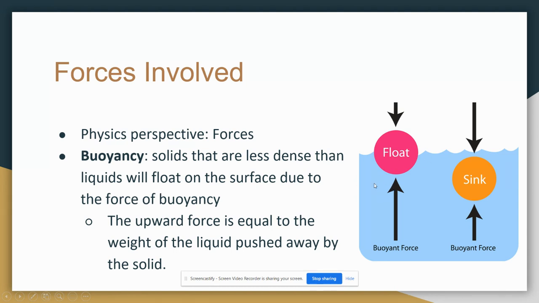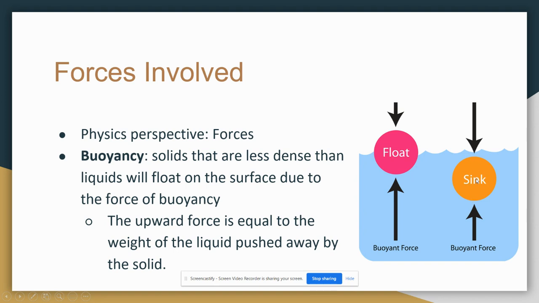So buoyancy is this upward force, and basically, if an object pushes a liquid out of the way, then the weight of that liquid wants to push back. So the more you push away, the more that upward force is. So if an object is light, if it's less dense than the water or the liquid around it, then it will float because the buoyancy force, the upward force, is less than the gravity force because it's a light object. But if it's a heavy object and it's high density, then the downward force, the gravity force, is going to be higher than the buoyant force, so it'll sink.